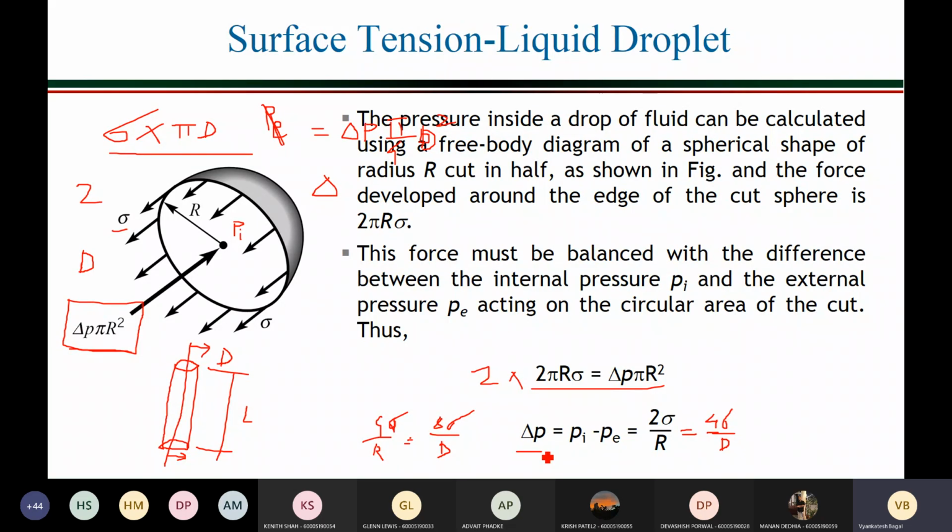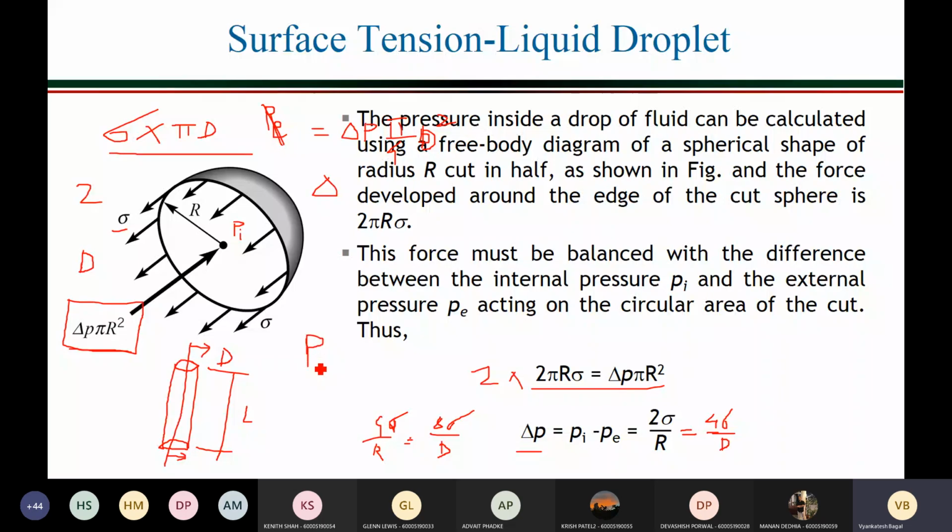So for liquid droplet, this delta P is 4 sigma by D. For hollow bubble, it is 8 sigma by D, and for a liquid jet, it is 2 sigma by D. So the last derivation I leave it to you. Is it clear? Now, if you refer to any Indian author book, what you will observe is they have not written delta P. Instead of delta P, they simply write P.